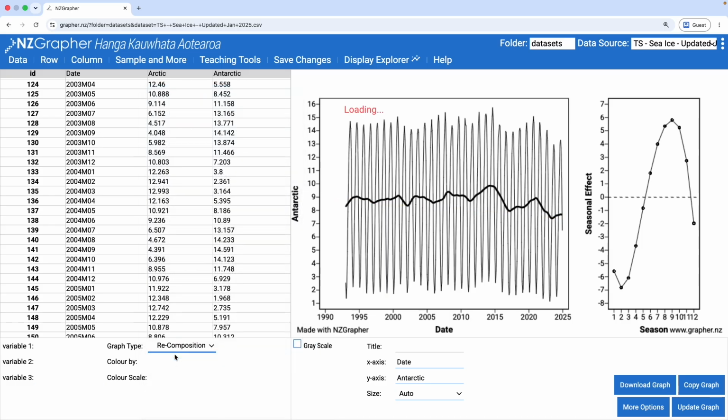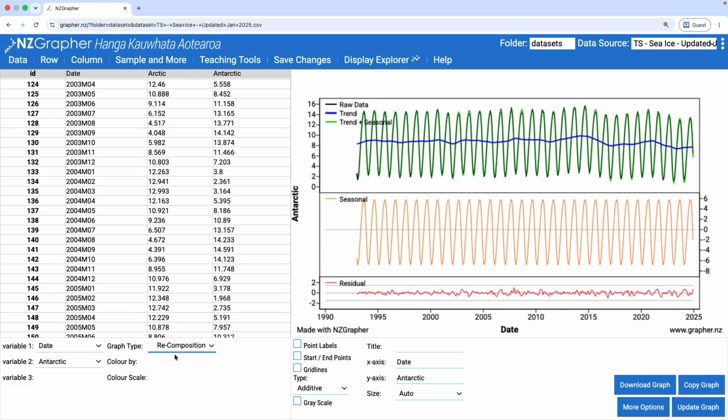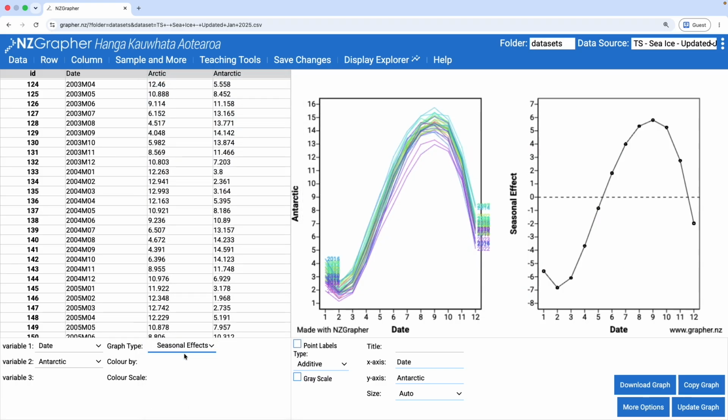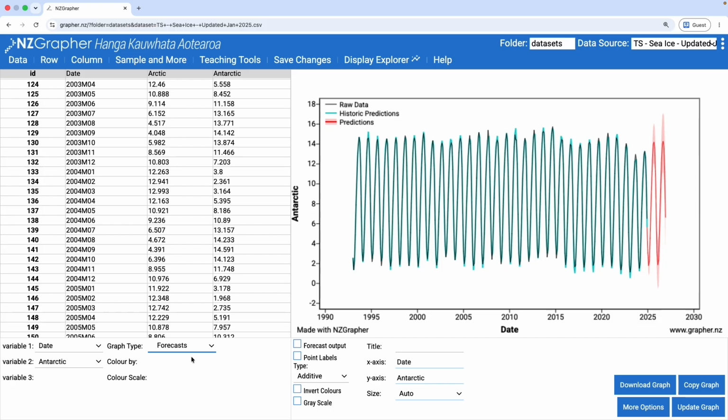There is recomposition, which basically breaks it down into different parts. There are the seasonal effects, which just looks at the seasonal effects, which for sea ice data is quite nice to see. Well, nice? That's the right word. It's pretty. You can see the change. And you've got forecasts as well.